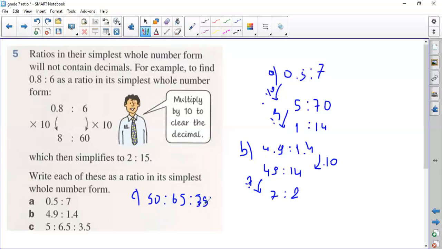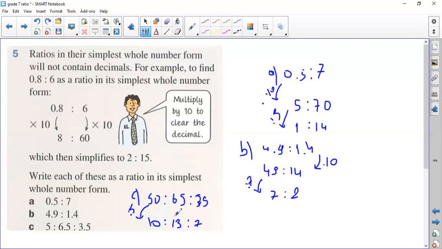Are they in the simplest form? No, we know that the highest common factor of them will be 5. So we have to divide with 5. Okay, so 50 divided by 5 will be 10. 65 divided by 5 will be 13. And 35 divided by 5 will be 7. So the ratio of these numbers is 10 to 13 to 7.